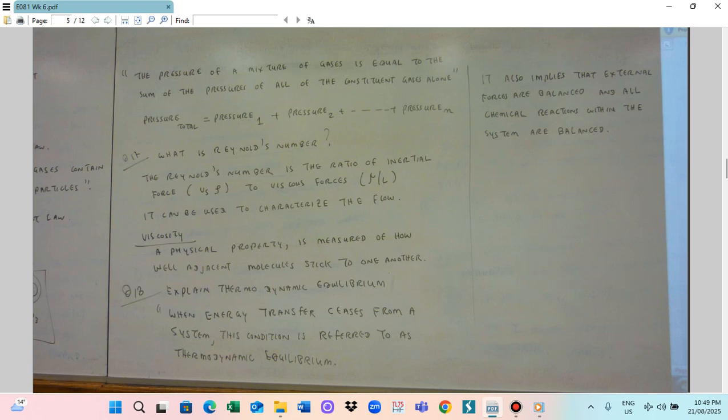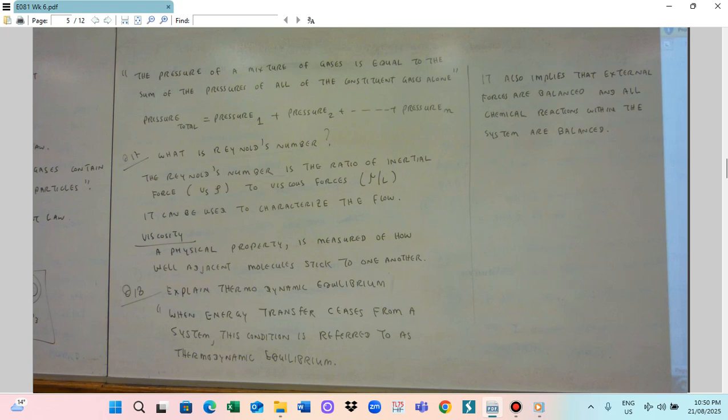It also depends on external influence. This means that all external influences also affect the heat flow. For example, pressure and temperature changes can also affect the heat flow. So all external influences must be stopped to achieve thermodynamic equilibrium. When the energy transfer ceases in a system, this condition is referred to as thermodynamic equilibrium.